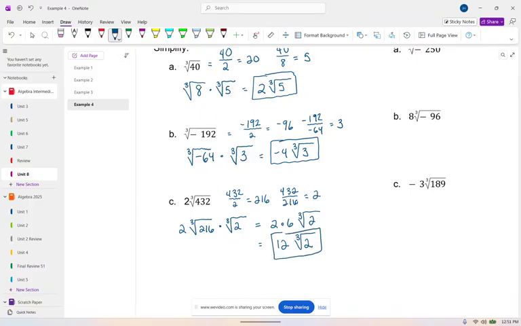And that is how you simplify radicals when they are non-perfect cubes. If you have any questions, please let me know. Otherwise, we'll talk in class.